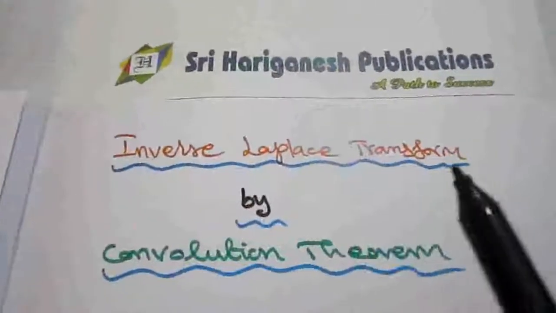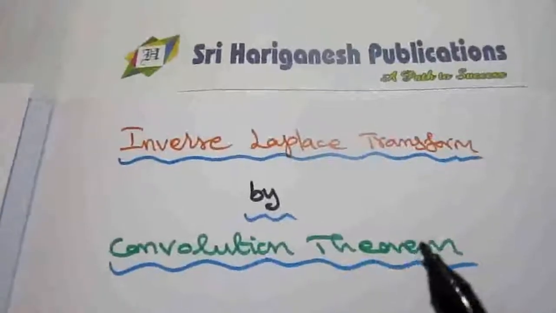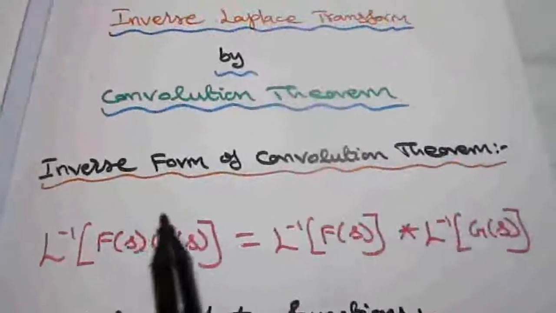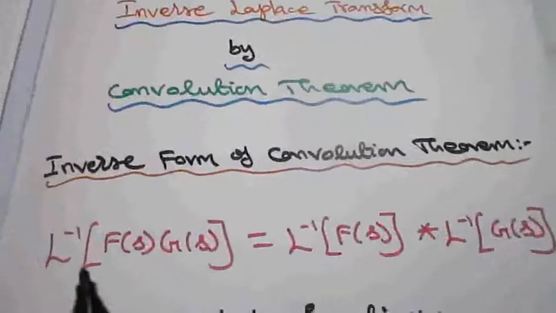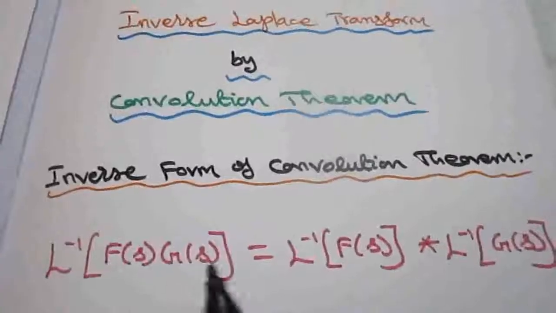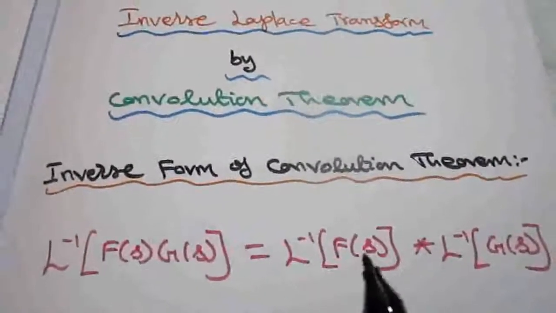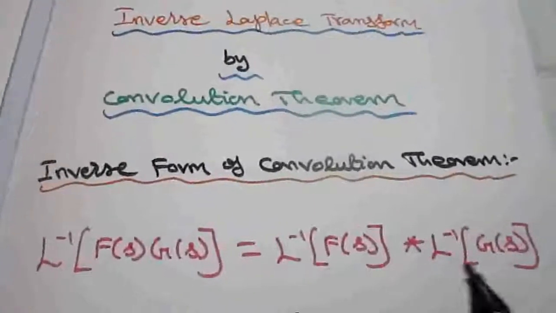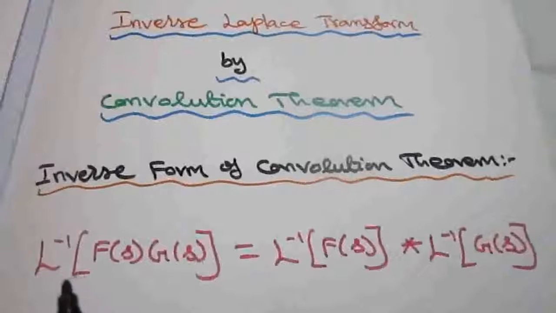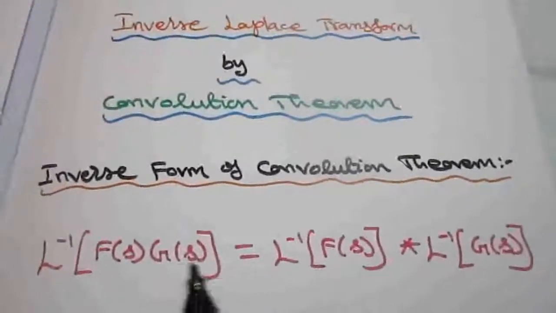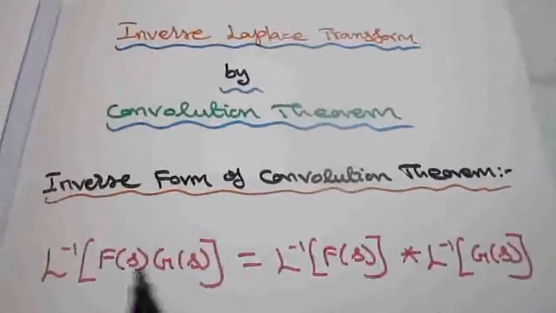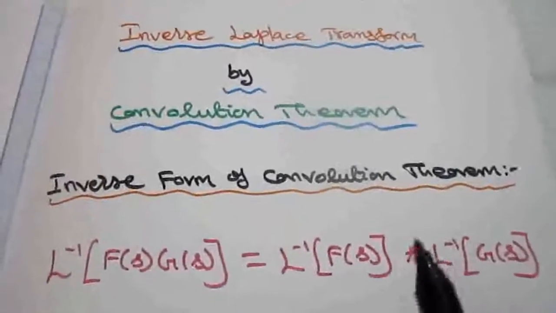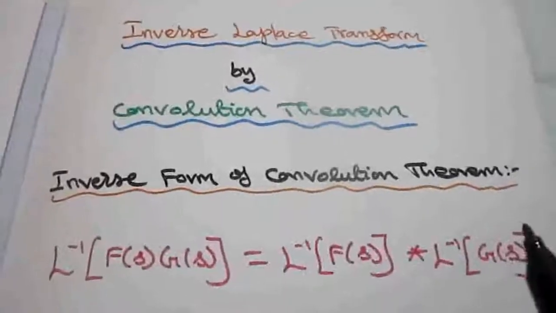So, inverse Laplace transform by convolution theorem. This is our topic. Now the inverse form of the convolution theorem is L inverse of F(s) times G(s) is equal to L inverse of F(s) star L inverse of G(s). That means when you are taking L inverse inside, you have to put a star between the L inverse of the first term and the L inverse of the second term. This is the inverse form of the convolution theorem.